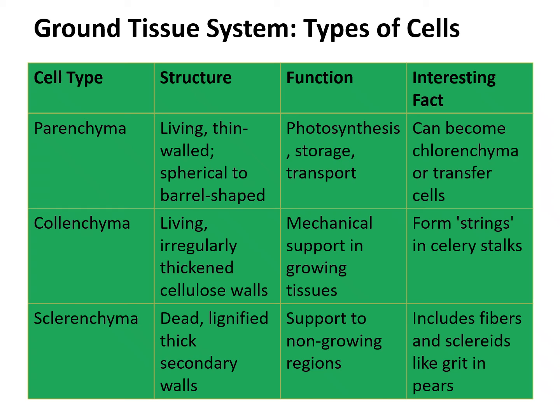Now, collenchyma, on the other hand, is similar to parenchyma in being a living cell, but they have irregularly thickened cellulosic walls. They are meant for mechanical support in the growing tissue. Sclerenchyma, on the other hand, unlike parenchyma and collenchyma, is dead, lignified, and they are part of secondary walls. They support non-growing regions of the plant.